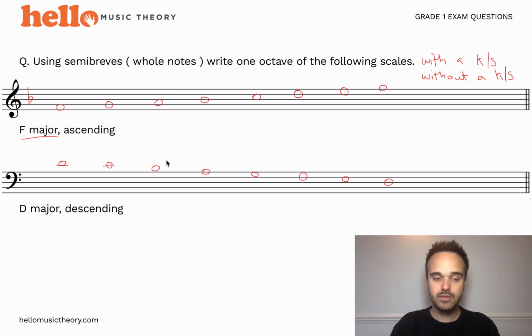So then we need to add the 2 sharps for D major, which are F sharp, which is over here, and the C sharp, which is up here. And there we have D major scale descending without a key signature.